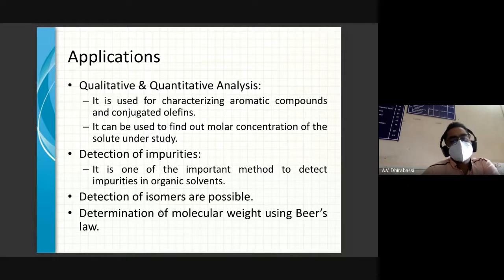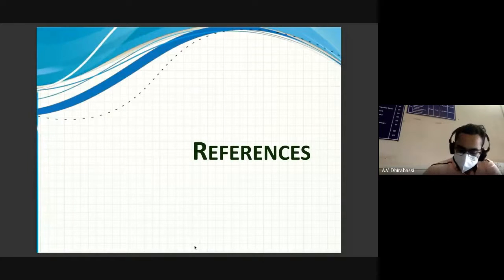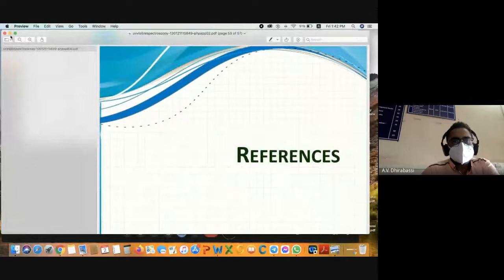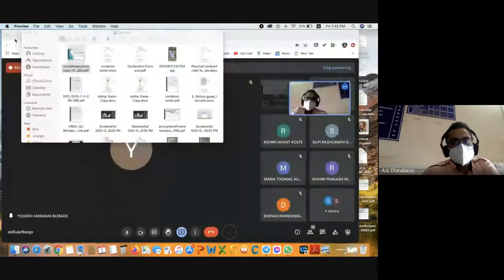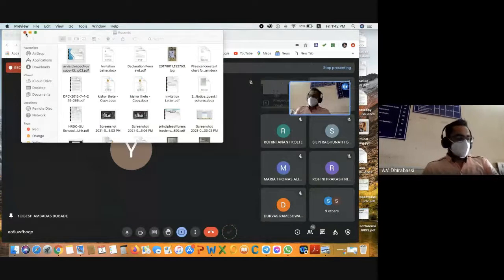Okay, so determination of molecular weight using Beer's law. Okay, hope you understand this. This is ultraviolet spectroscopy. Okay, so we will see some examples from the ultraviolet spectroscopy.